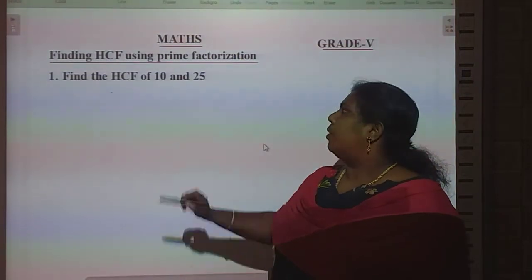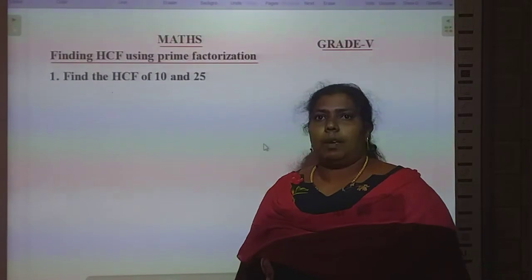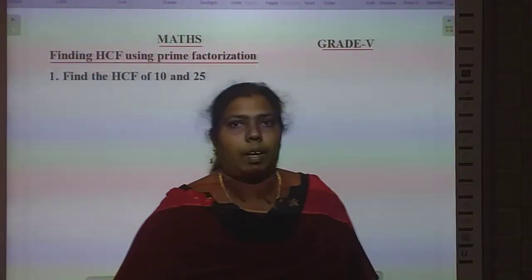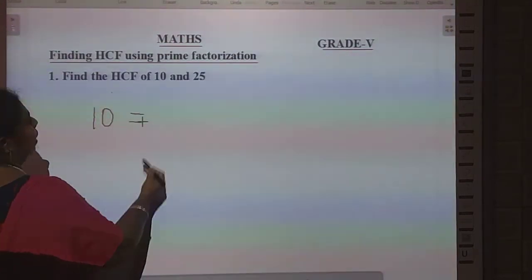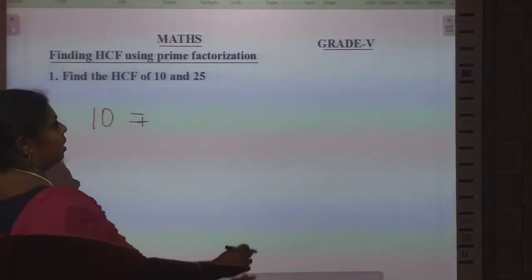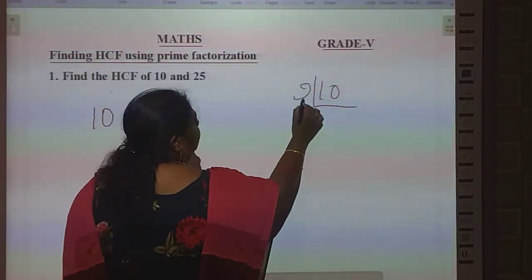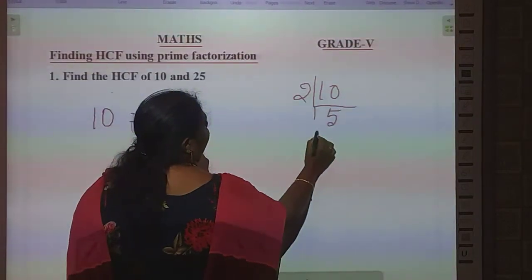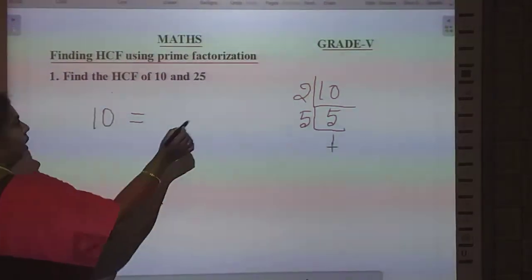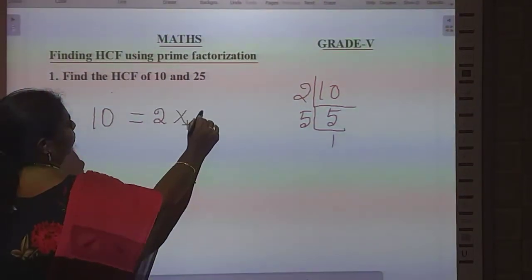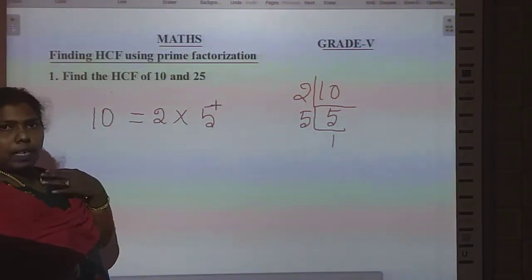See the first question. Find the HCF of 10 and 25. First we want to find the prime factors of 10. Using the short division method, 2 how many times? 5 times. Then 5, how many times? Only 1 time, right? So the prime factors are 2 into 5. 2 times 5 is 10, right?